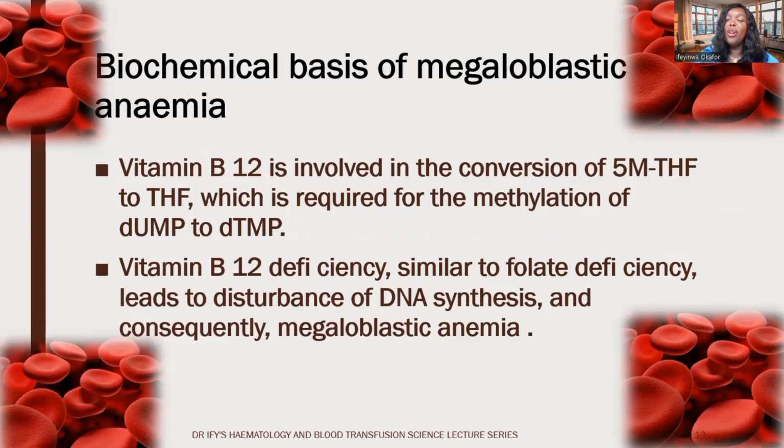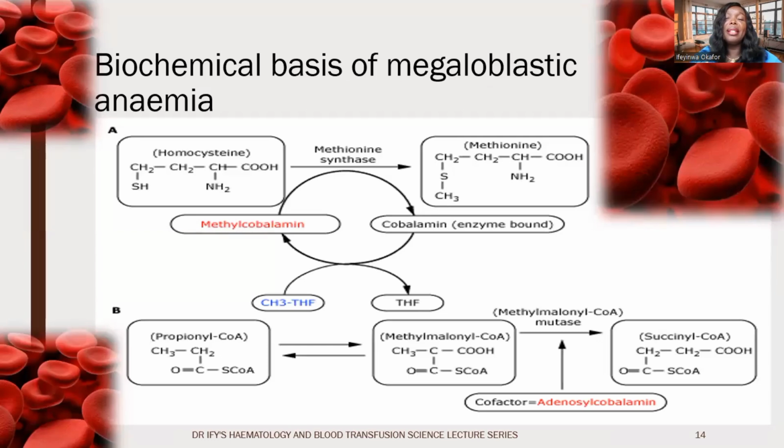Vitamin B12 is involved in the conversion of 5-methyl tetrahydrofolate to tetrahydrofolate, which is required for the methylation of deoxyuridine monophosphate to thymidine monophosphate. Vitamin B12 deficiency, similar to folate deficiency, leads to disturbances of DNA synthesis and consequently megaloblastic anemia. This is a diagrammatic explanation of what I have just described earlier.